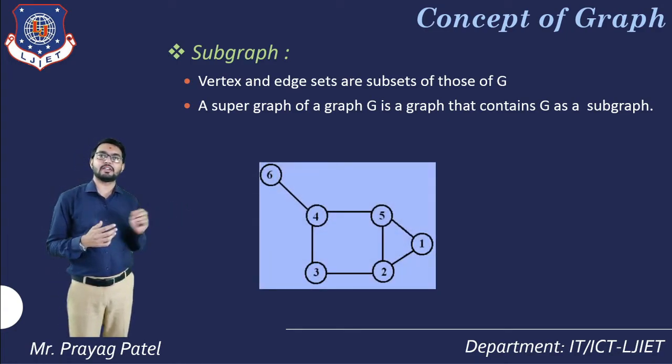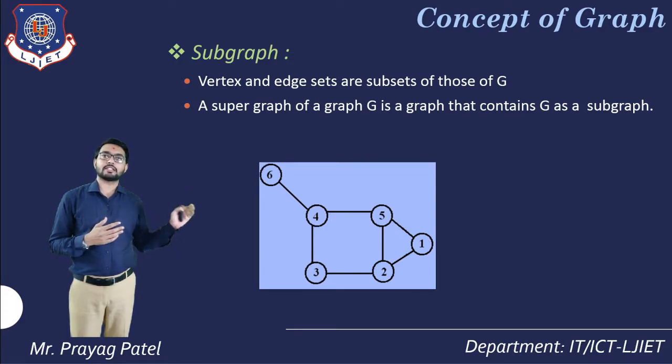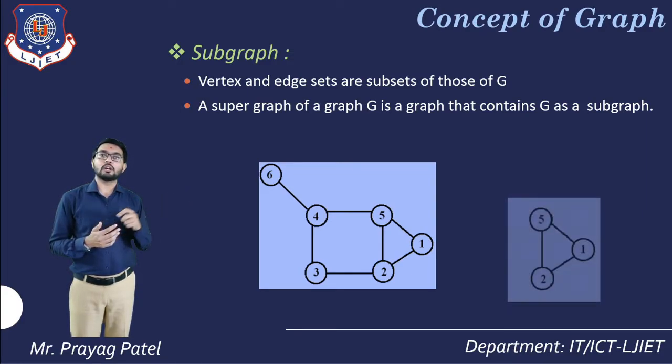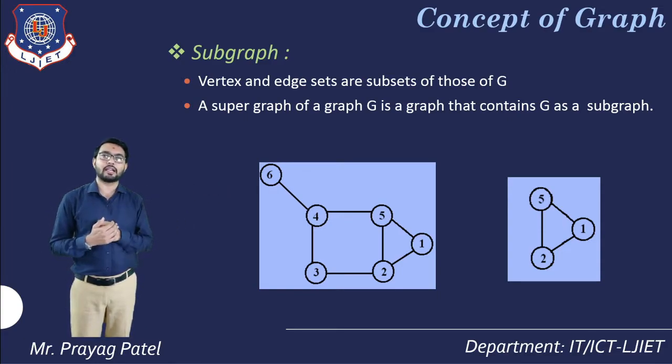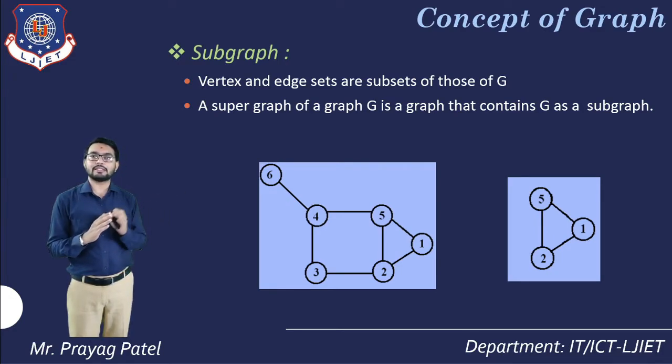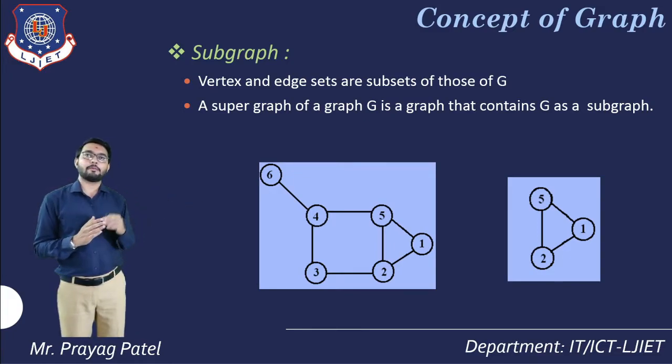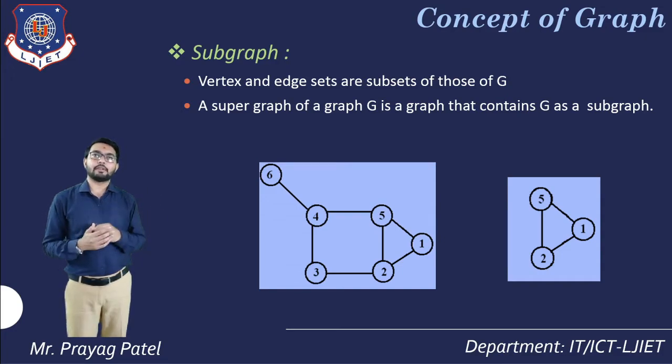Here consider one figure. This figure is considered a graph. Here a total of 6 nodes are there. Now consider a subgraph of the graph G. Only 3 nodes are there: node 1, node 2 and node 5. But remember that the 3 nodes are the same as they are and the 3 edges are the same as they are, then it is called the subgraph. A supergraph of graph G is a graph that contains G as a subgraph.